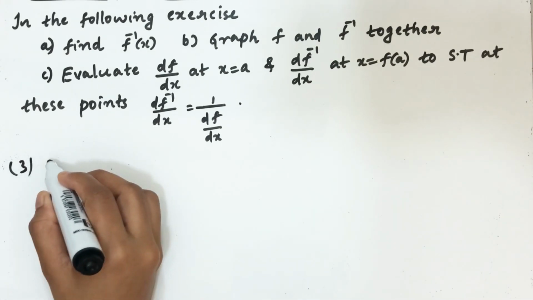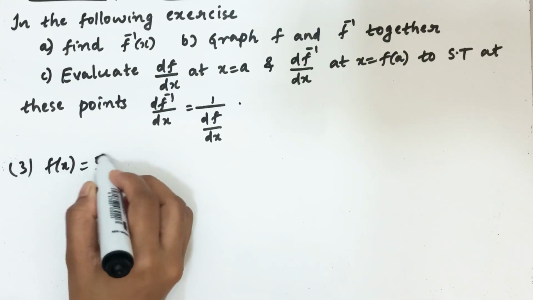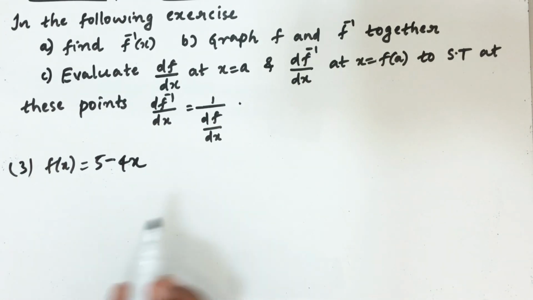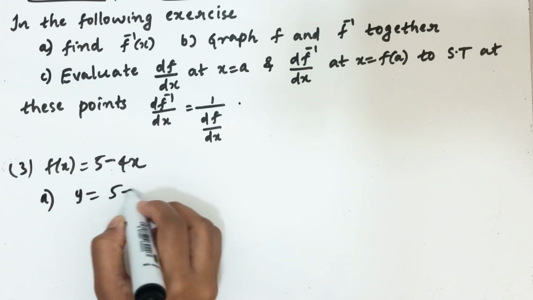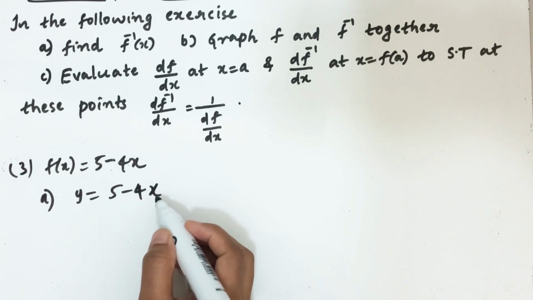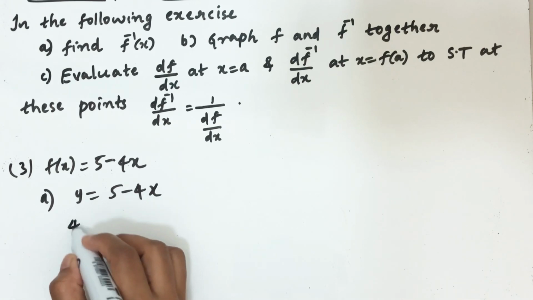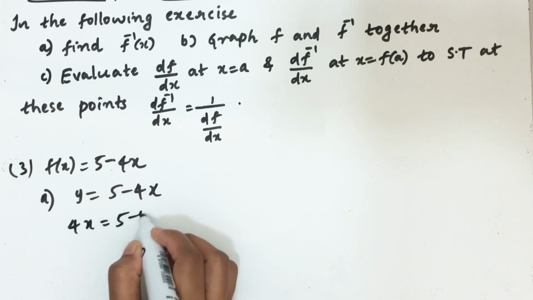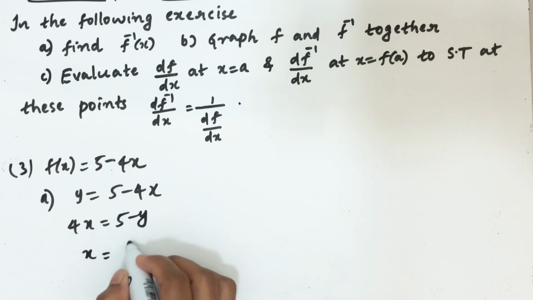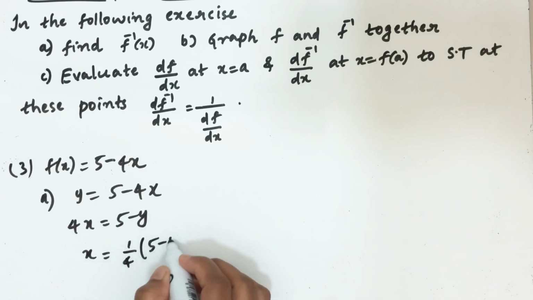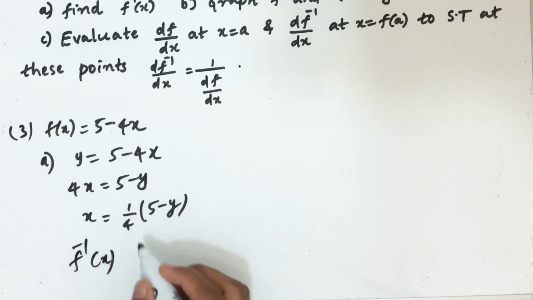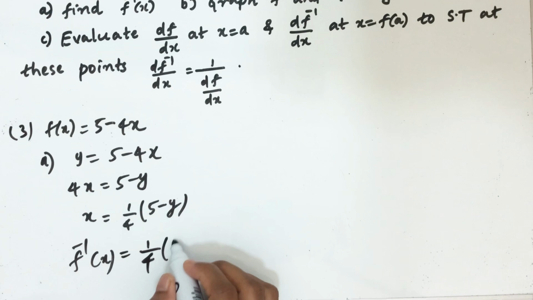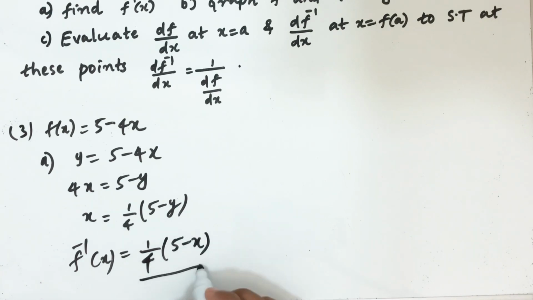Third question, f of x is equal to 5 minus 4x. So we have to find f inverse of x. F inverse of x: put y is equal to 5 minus 4x. Then express x in terms of y, that is 4x is equal to 5 minus y, or we can write x is equal to 1 by 4 into 5 minus y. So f inverse of x is equal to, interchange x and y, that is 1 by 4 into 5 minus x. So this is f inverse of x.